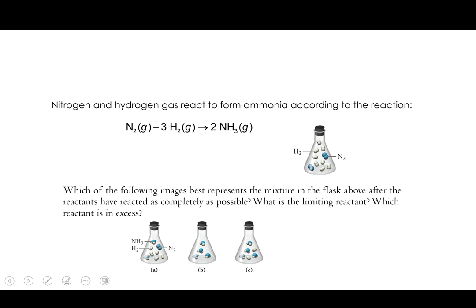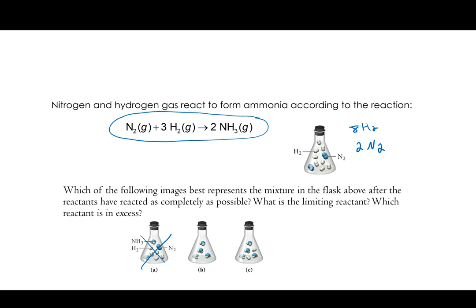So if I have this flask here where I have 8 hydrogens, and I have 2 nitrogens, I want to know, based on this chemical equation here, how much ammonia can be made and what the flask is going to look like at the end. Is it going to look like A, or B, or C? We know it's not going to look like A because A still has some nitrogens left and some hydrogens left. And that just doesn't happen.